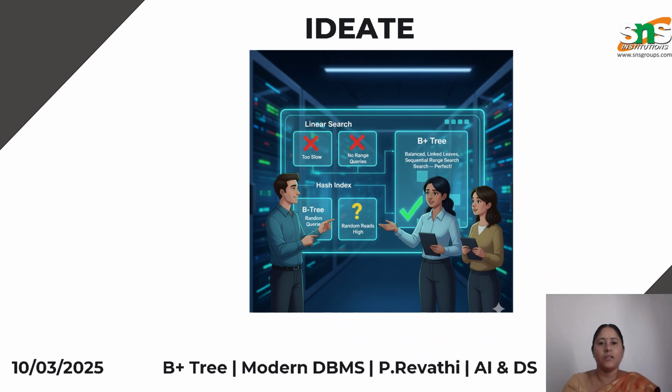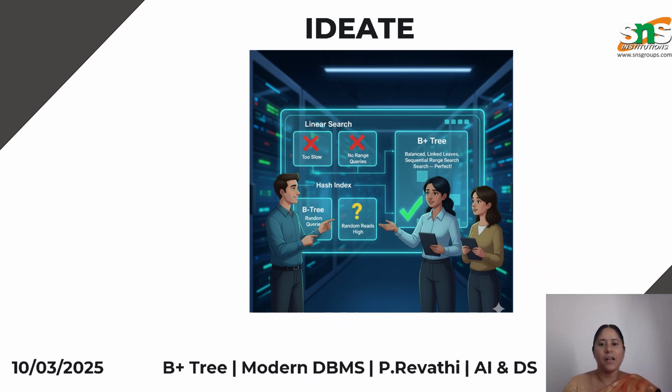Second idea is a binary search tree. Next, we might think of using a binary search tree. It is better because we can divide and conquer the data each time. But as data grows and updates happen, the tree can become unbalanced, increasing the height and slowing down the search. So we need something more suitable.